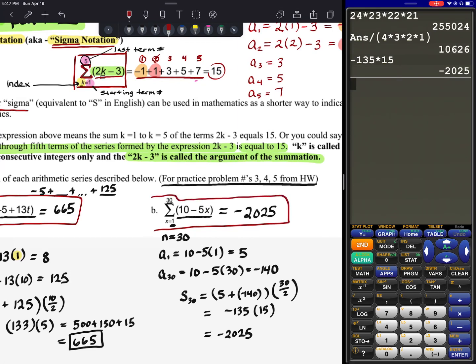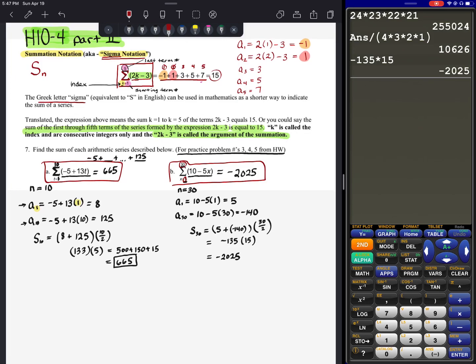If you have questions about that, please make sure you're reaching out. Again, remember this is the first term number and the 30th term number. You've got to plug each of those in to find those values, figure out how many terms you've got, and then plug it in. All right, hopefully that helps here. I'll go right on into the next problem.